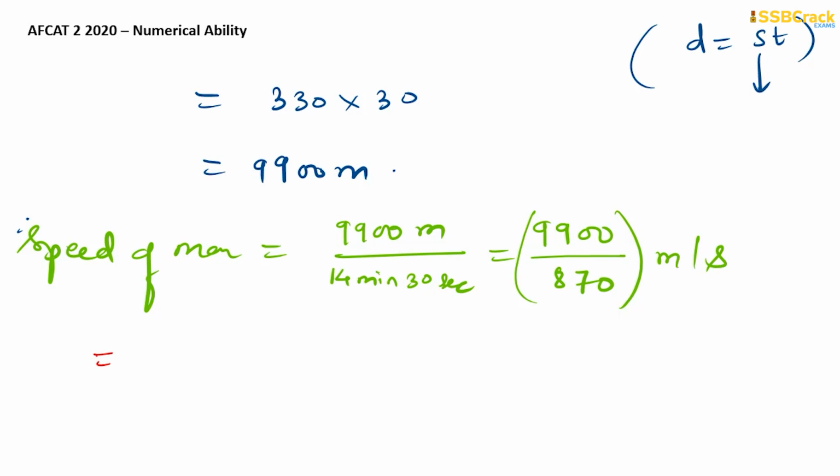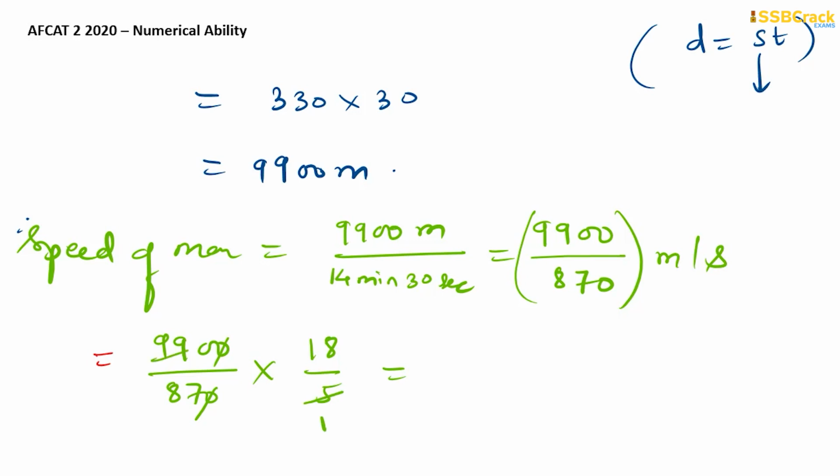So hence I have taught you that when we want to convert the speed from meter per second into kilometer per hour, we shall multiply it by 18 by 5. So 9900 divided by 870 should be multiplied by 18 by 5. And this calculation you can do yourself just by simplifying. You can calculate the value of the numerator, but more you can reduce it.